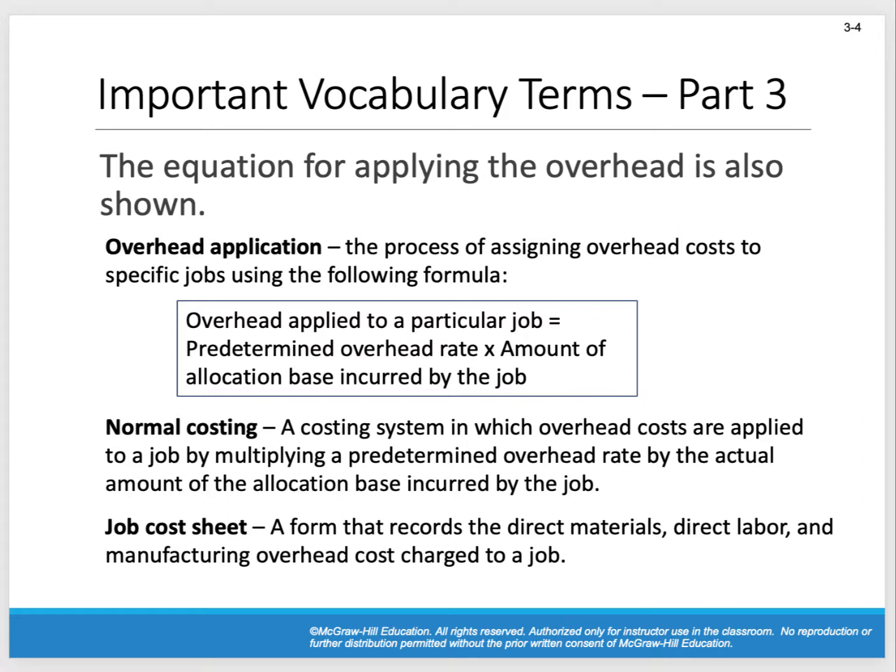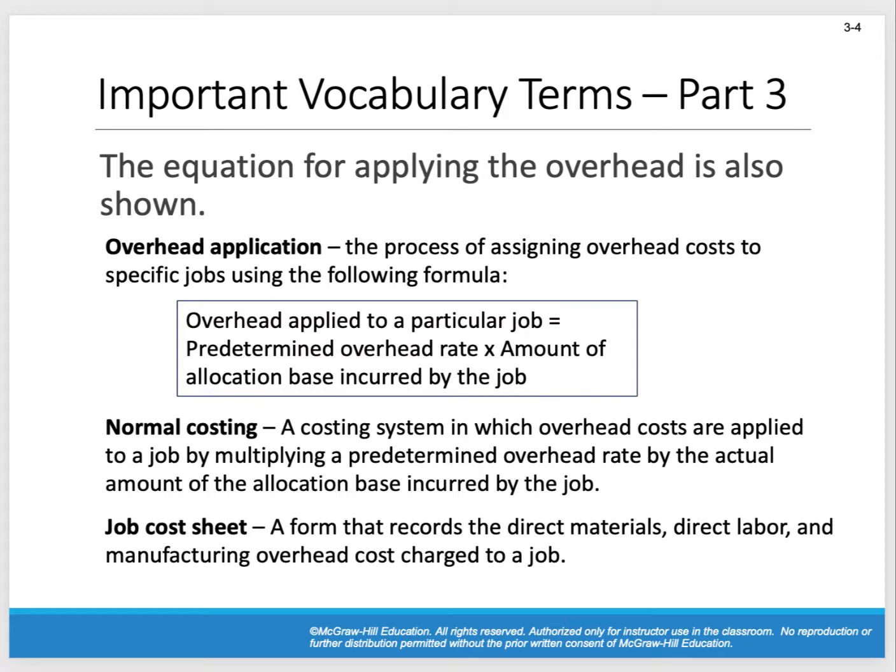We know what a job cost sheet is, right? That job cost sheet is a nice little sheet that allows us to keep track of our direct material, direct labor, and the manufacturing overhead costs that we assign to a job or a product or whatever.